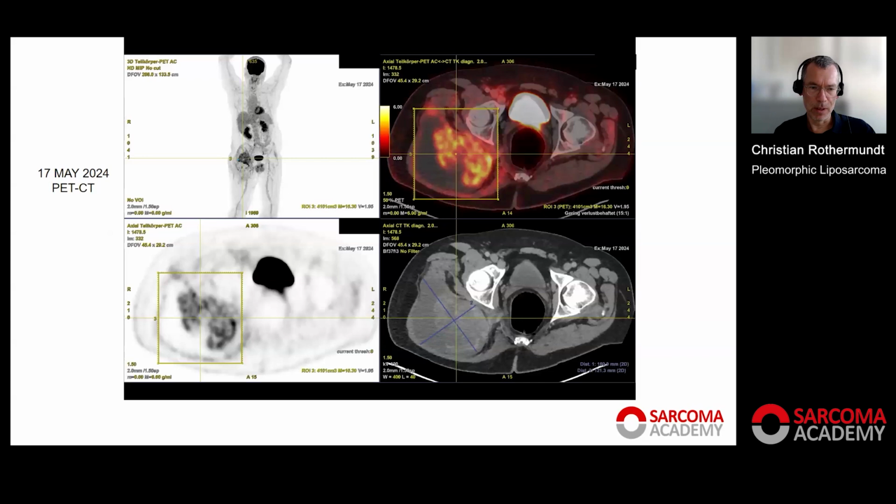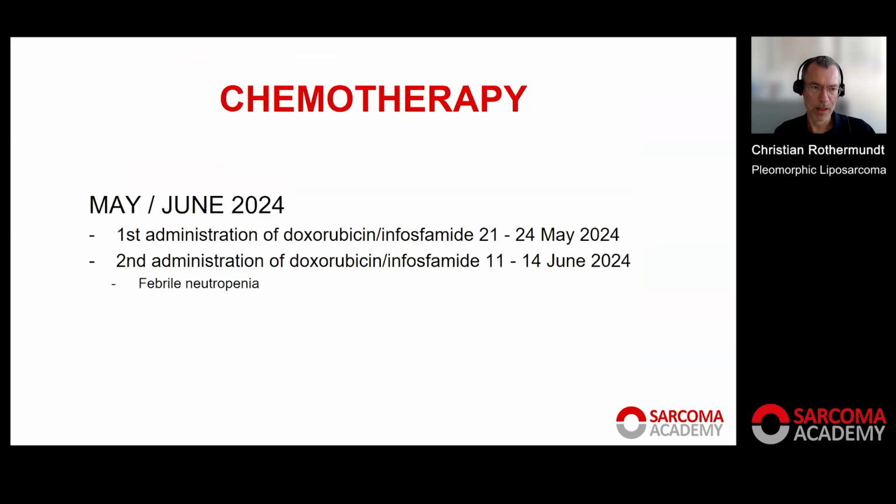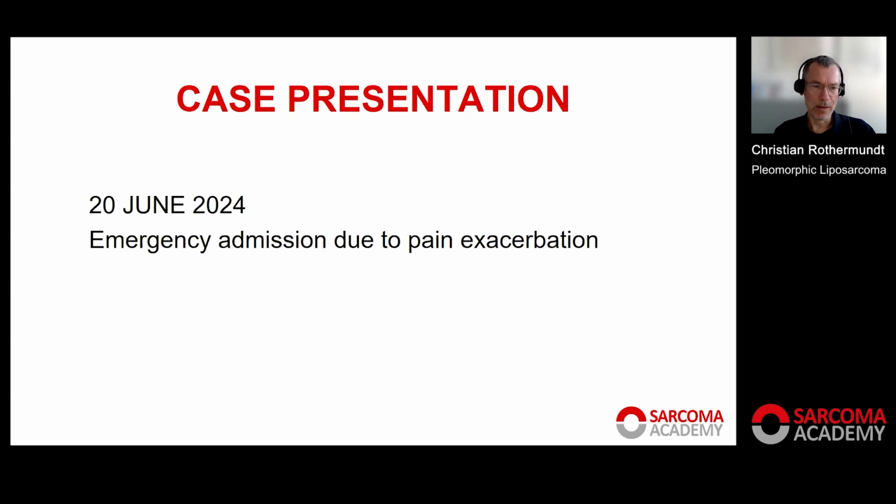We also did just a CT scan, which we don't really need to, because there was this discussion about lung metastases or not. You just see the large tumor and no other obvious signs of disease. Okay, so we started chemotherapy, and he had the first administration end of May and the second one in the middle of June. Then he was hospitalized for febrile neutropenia, which is a common side effect of this treatment. And then he had an emergency admission just shortly after.